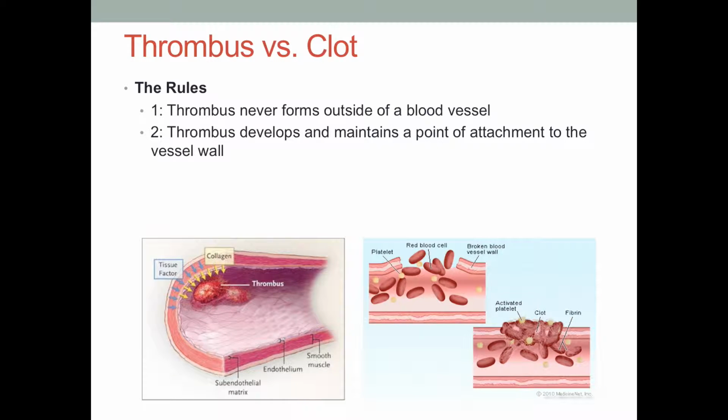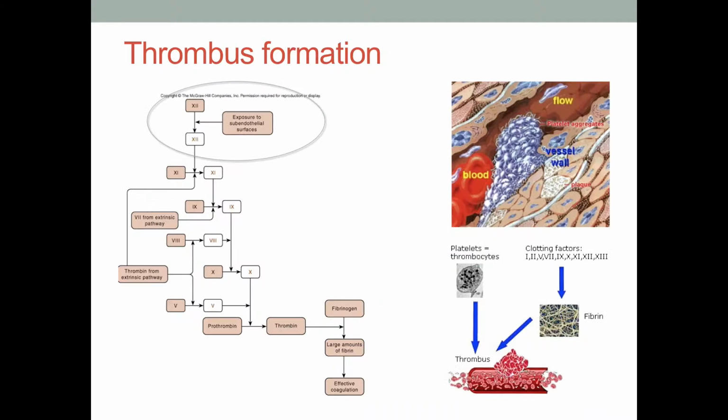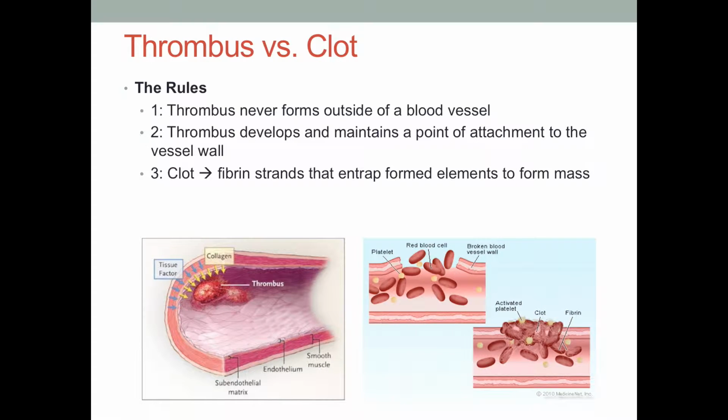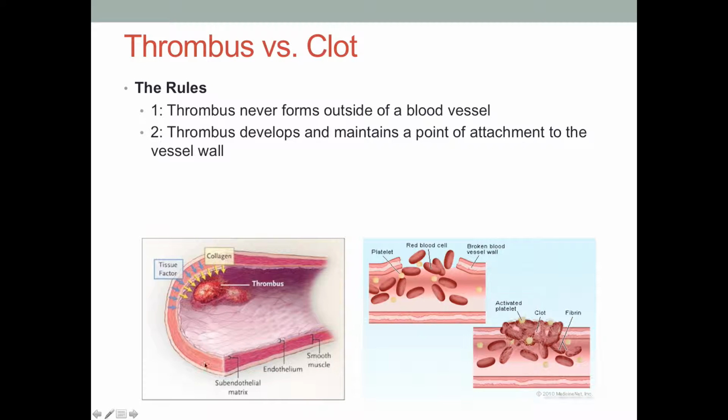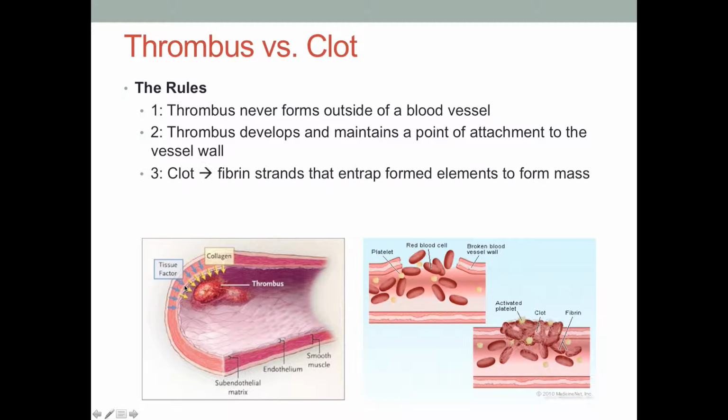And once a thrombus grows, it maintains a site of attachment to the vessel wall. So it will activate the coagulation cascade, the clot will start to build, and unless something knocks it off, it's going to maintain that attachment.